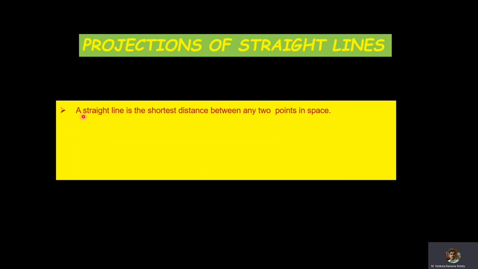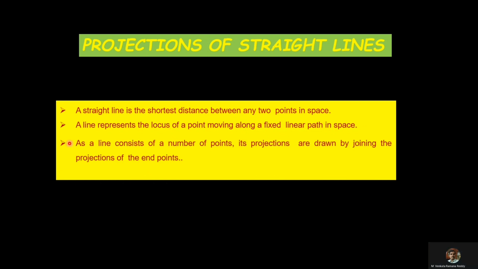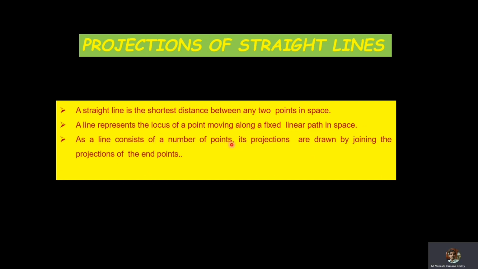What do you mean by straight line? A straight line is the shortest distance between any 2 points in space. A line represents the locus of a point moving along a fixed linear path in space. As a line consists of a number of points, its projections are drawn by joining the projections of the endpoints, that is, two endpoints. Reference planes means vertical plane and horizontal plane.